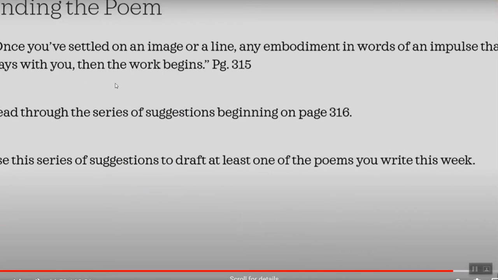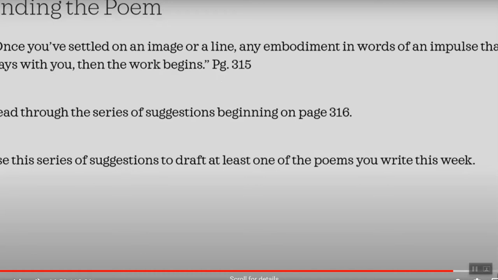Finally, this is so off the page, but you can look at it in imaginative writing. Finding the poem, honestly, that can be the hardest place to start, figuring out what you want to write about. But once you've settled on an image or a line, any embodiment in words of an impulse that stays with you, that's where the work begins. So grab onto that piggy fishy air. Find that surprising moment. Shock me with a single line and then see where you can go from there.